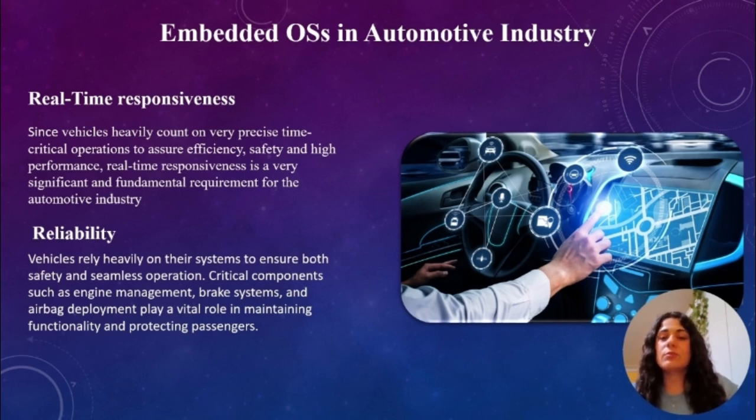Automotive systems control life-critical functions like engine management, braking, and airbags. This system must perform perfectly under all conditions. A failure could cause vehicles to lose control, putting lives at risk. That's why the operating system needs to be stable and fault tolerant.